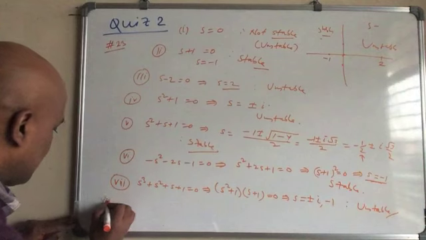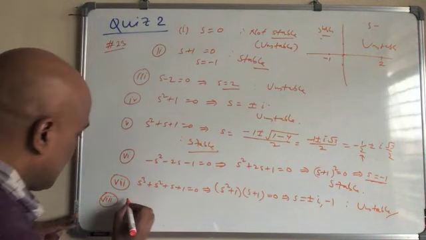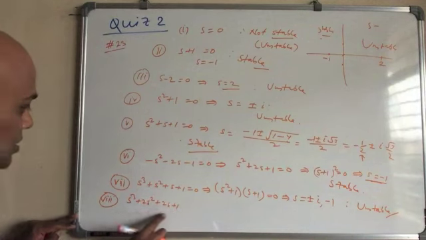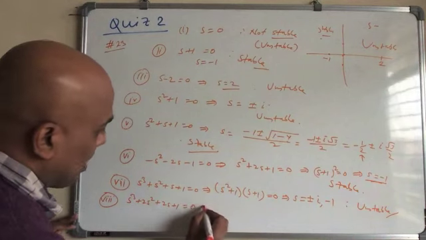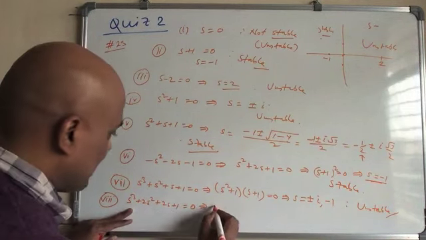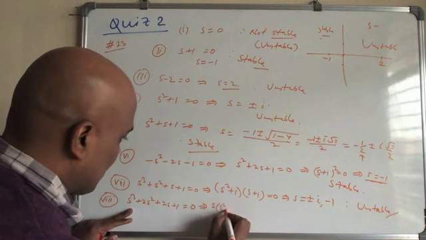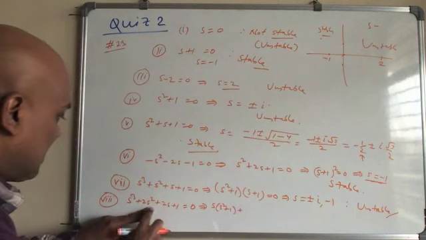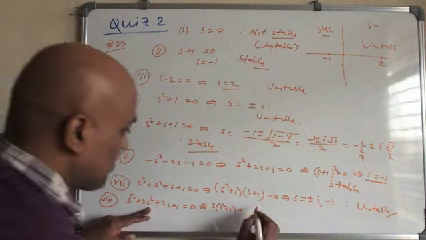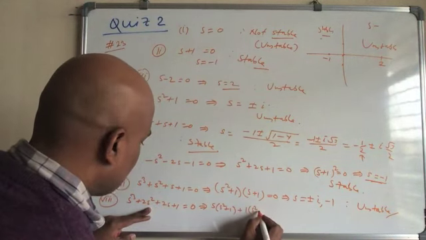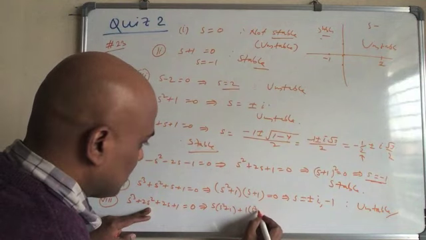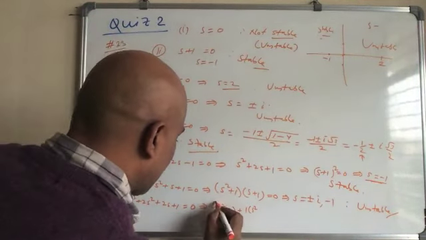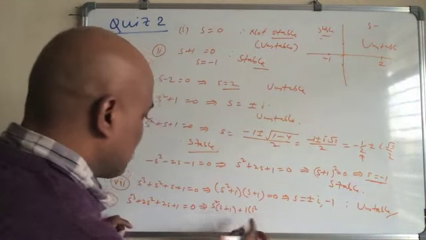And the last one in this one is s cube plus 2s square plus 2s plus, yeah, equal to 0. And this one you can see that we can write it like this: s square and then s plus 1.